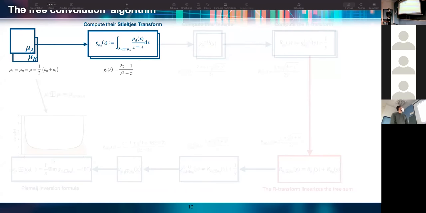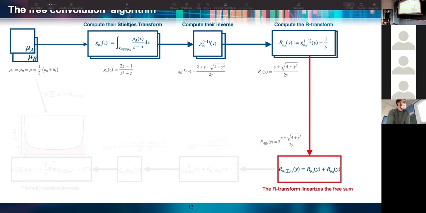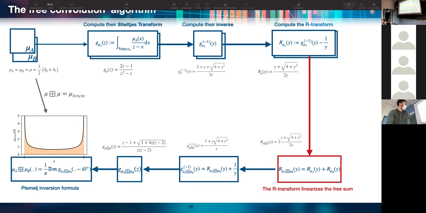To be a bit more precise, what does it mean in practice? Let me show an example of how to compute the R transform, just to see that it's very easy, at least numerically. For example, I'm going to do the free convolution of a symmetric Bernoulli distribution with itself. You first compute the corresponding Stieltjes transform, then you compute the inverse, then you compute the R transform. The R transform of the free convolution is the sum of the R transforms. You then do the steps in the opposite way: computing the inverse, the Stieltjes transform, and then you get the corresponding measure. For two Bernoulli, you obtain that the free convolution is the famous arcsine.